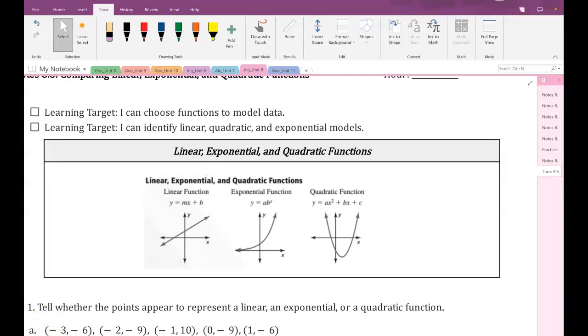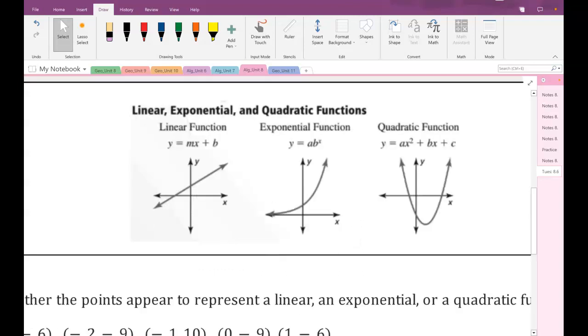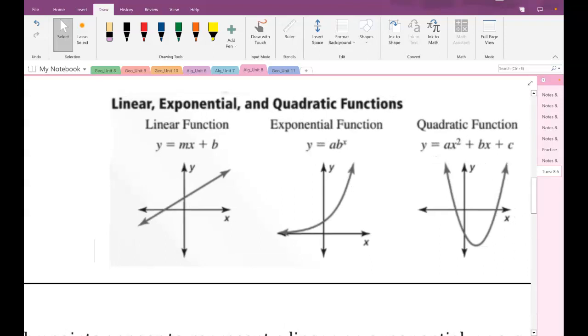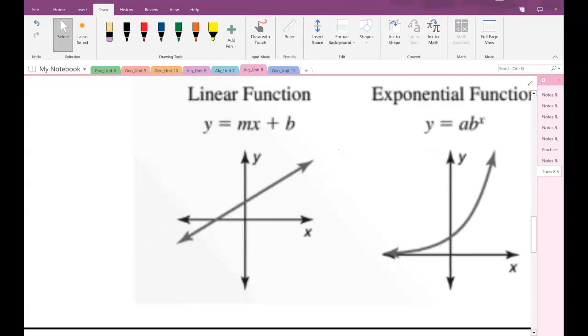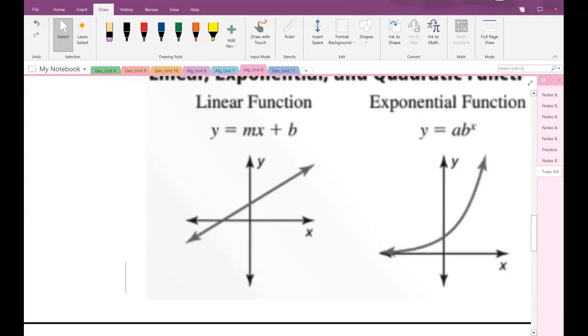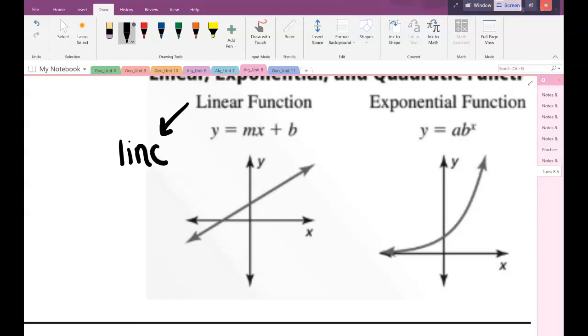So our focus today is identifying types of graphs. We have 3 graph types that we've talked about this year altogether. We'll go through them one by one. Linear functions was chapter 3, I think, at the beginning of the year. A linear function means it's a line. Linear meaning line.